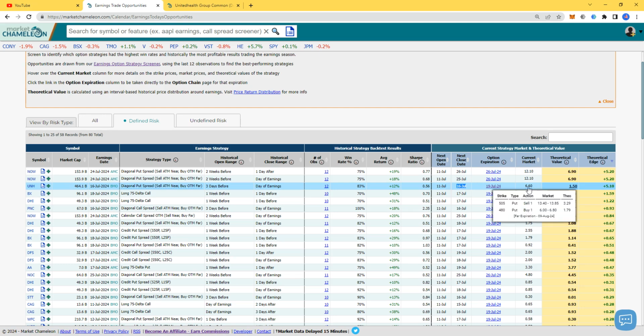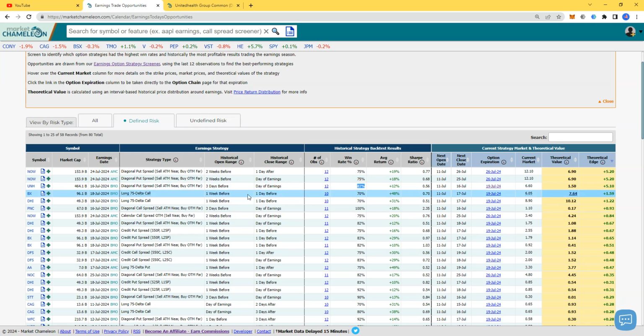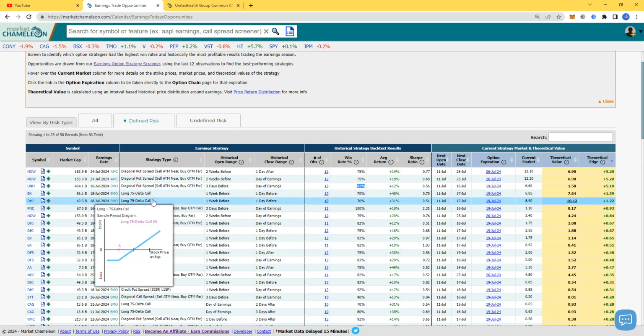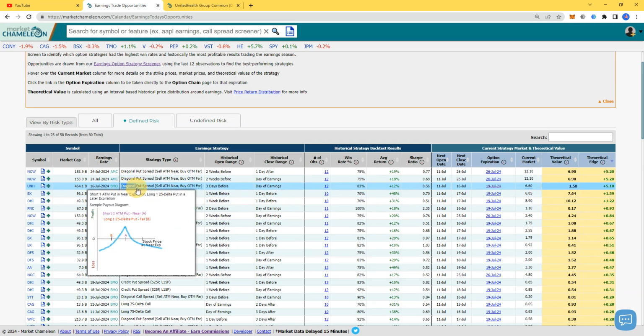And look at this, the theoretical current market price, you get a credit of $660 compared to $150 credit. That's insane. That's literally insane. You got 83% chance of win rate. I might actually take this trade. I'm gonna look at this tomorrow. Official name of this is diagonal put spread. Sell at the money nearby and buy out of the money far.